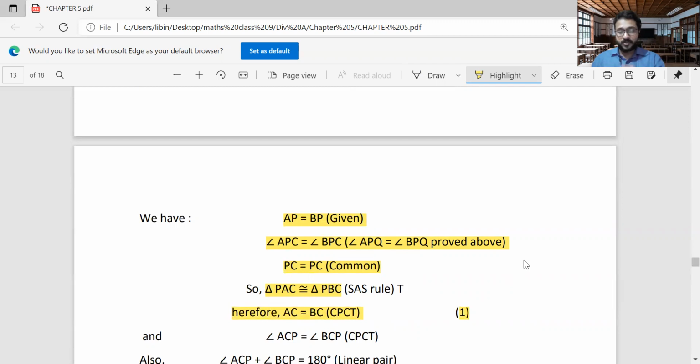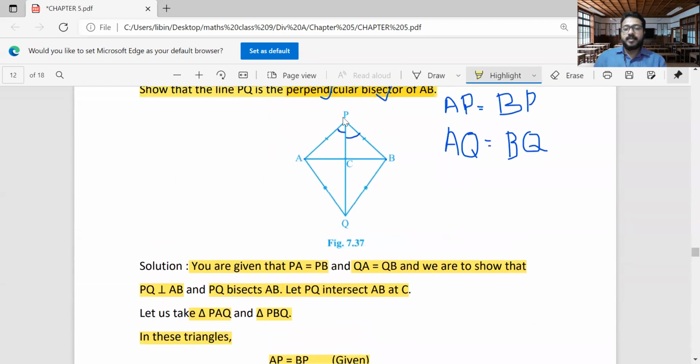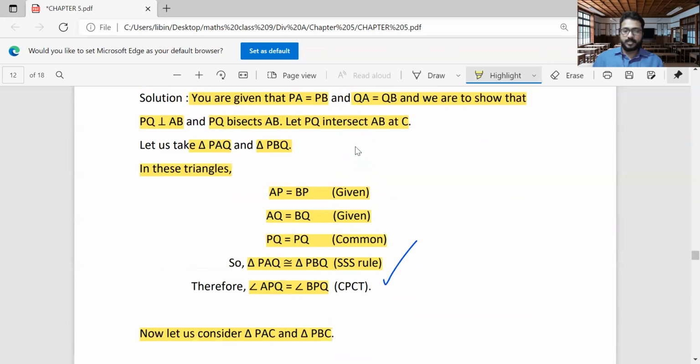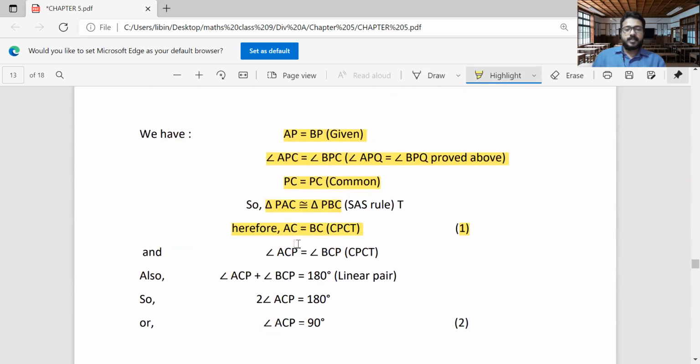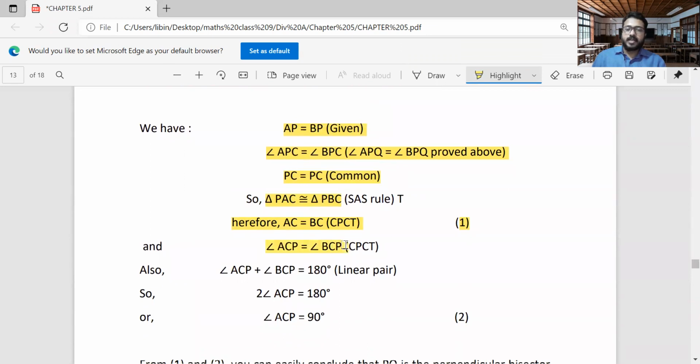Now we want to show that this angle PCB or angle PCA is equal to 90 degrees. Then only we can say that the line joining P and Q is bisecting perpendicularly the line segment AB. We have shown actually that the bisection is complete. That part is complete. Now the next part is we want to show that they are perpendicular. Let us see how we are proving it. See, angle ACP is equal to angle BCP.